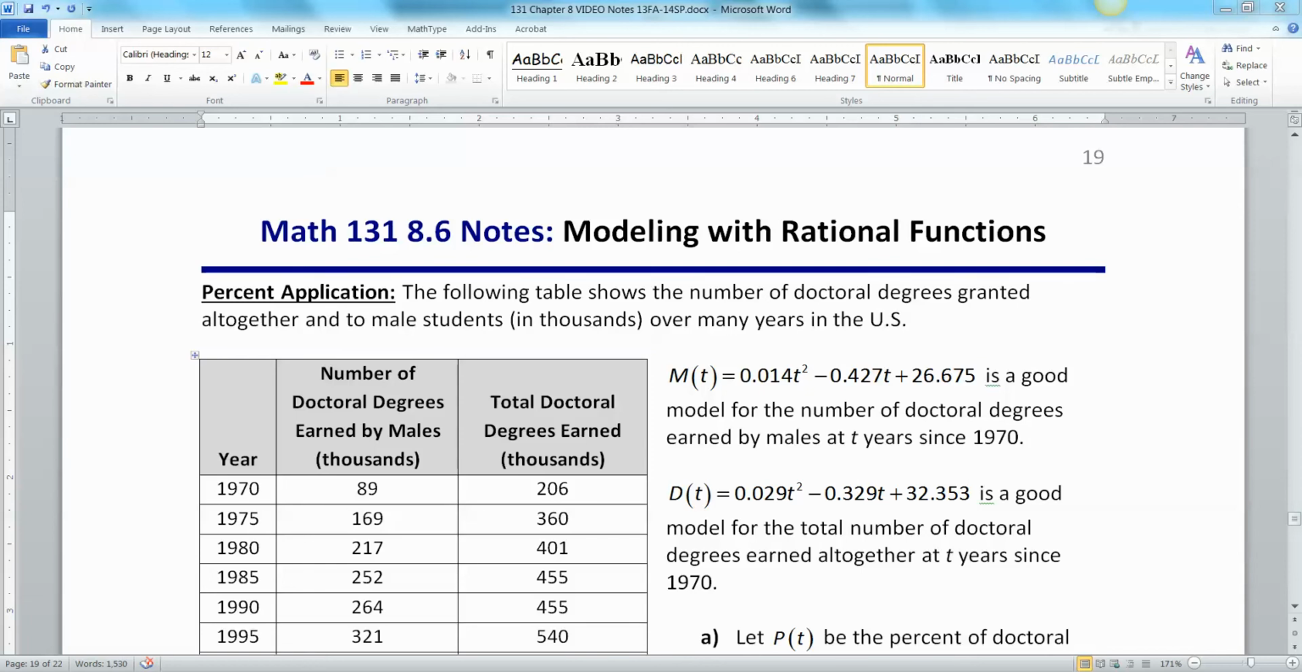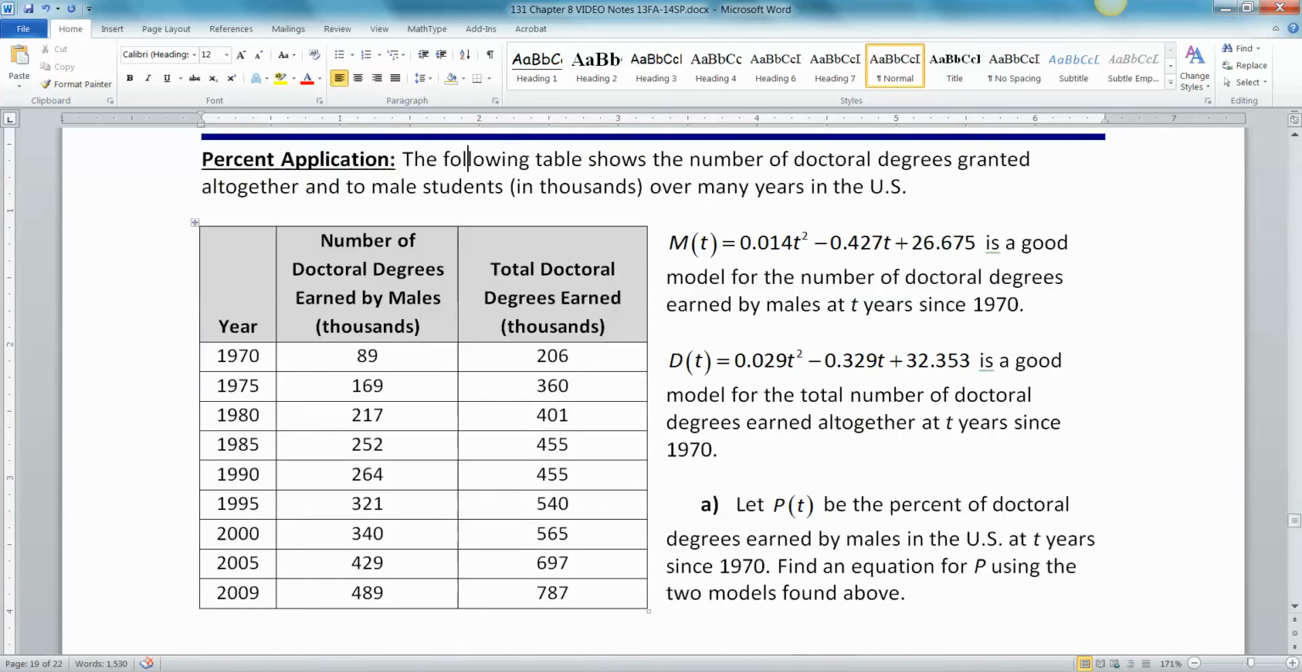So in this section, we're going to run into a few different applications. The first is one that we've seen before, which is the percent application. So let's see how it works with this example. The following table shows the number of doctoral degrees granted altogether and to male students, both in thousands, over many years in the U.S.